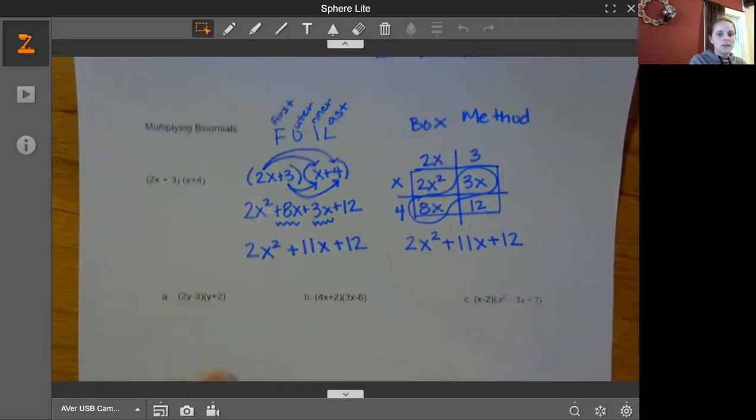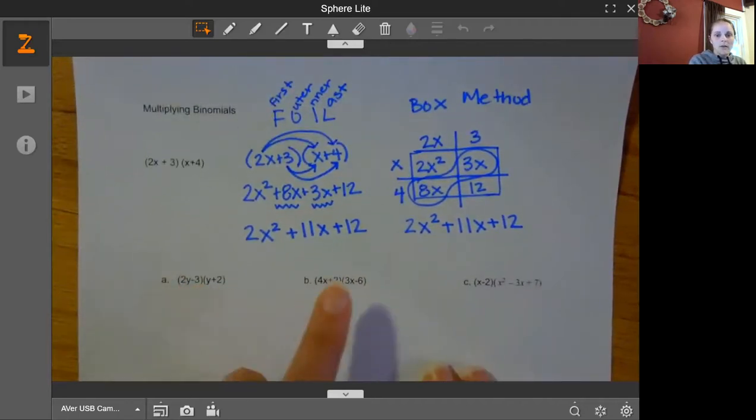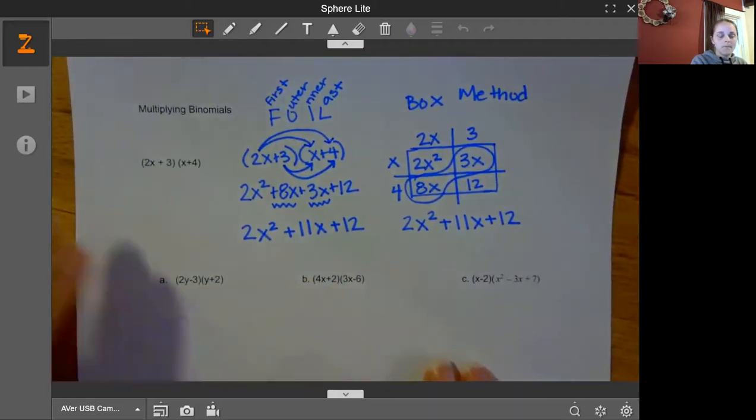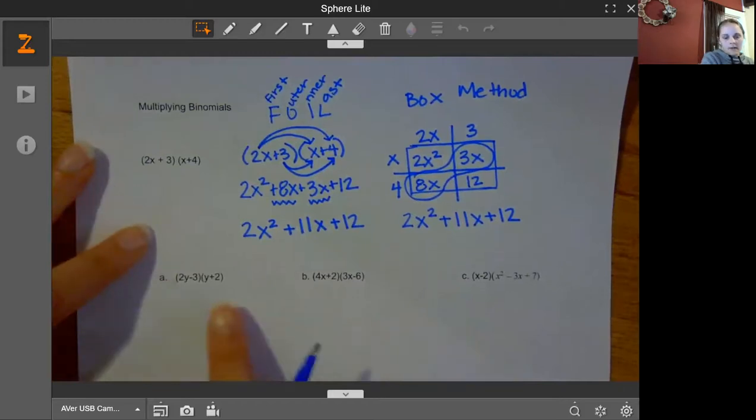All right, so on this first example, I'm going to do FOIL. And on this second example, I'm going to do the box method. If you think you know what you're doing, you could try them now. Pause your screen and try them. All right, so let's go ahead and do this one.